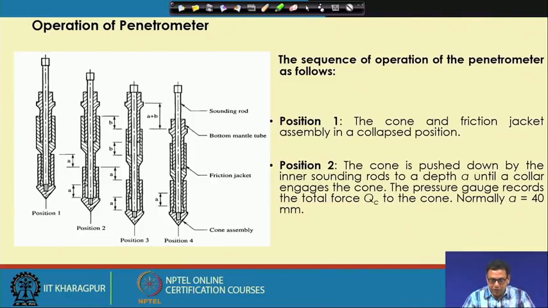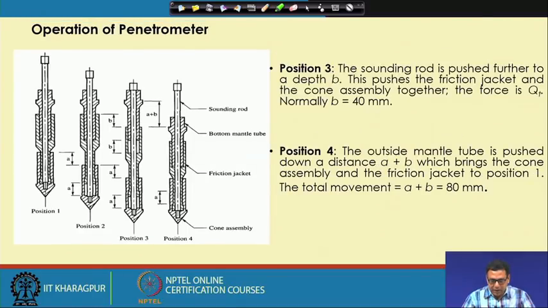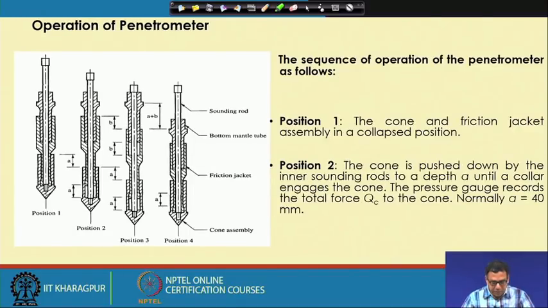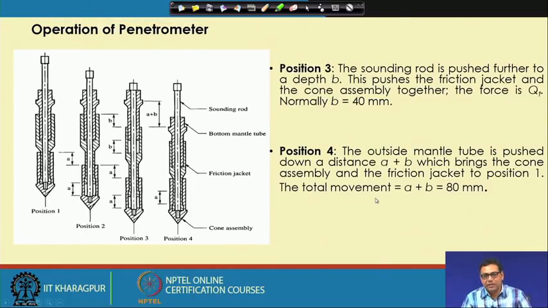This is the procedure which is explained here, and you can read how it is explained, but I will show you with the help of animation. I think that will help you understand better how this equipment actually works. There are basically 4 steps or 4 positions by which we can conduct this test.